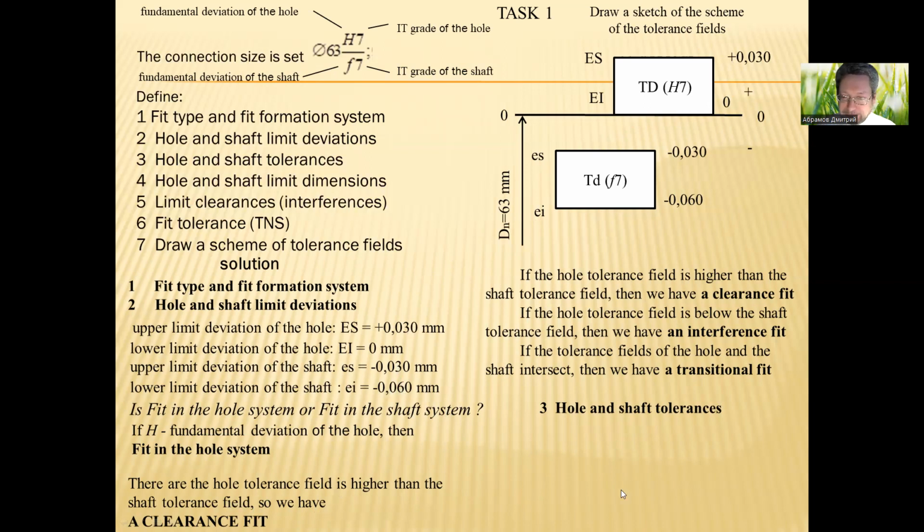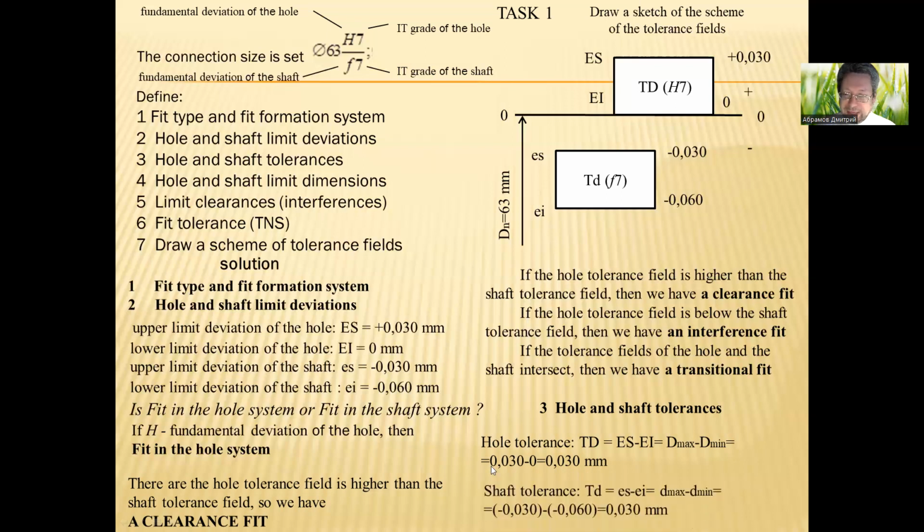Hole and shaft tolerances. Hole tolerance, big TD, is equal to upper limit deviation minus lower limit deviation of the hole, and we have 0.03 minus 0, which is 0.03 millimeters. And shaft tolerance, small td, is equal to upper limit deviation of the shaft minus lower limit deviation of the shaft. And we have minus 0.03 minus minus 0.06. It's all equal to 0.03 millimeters.